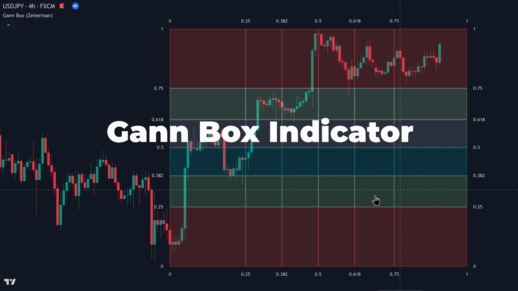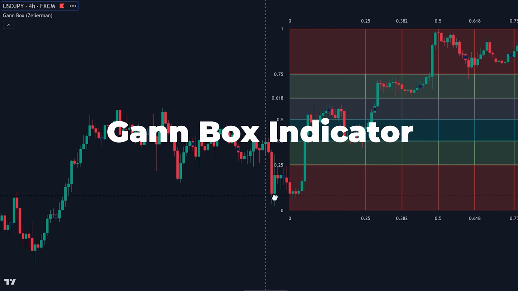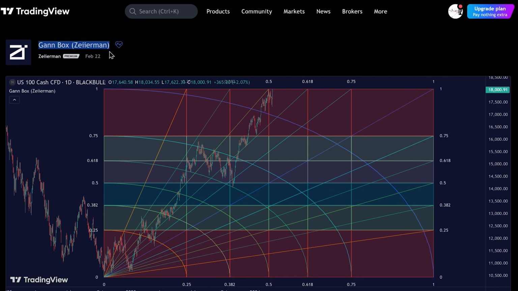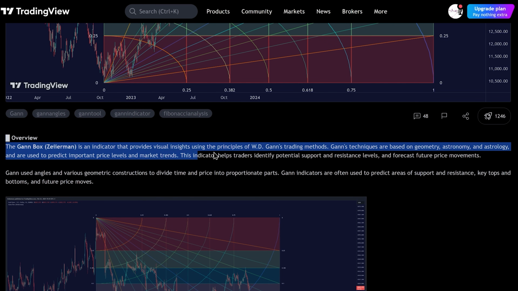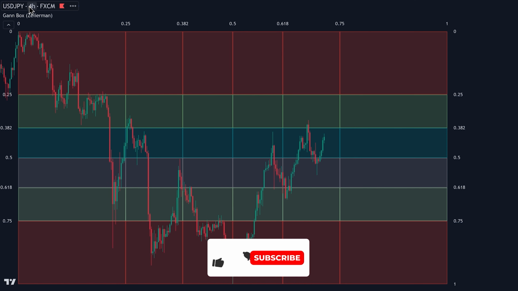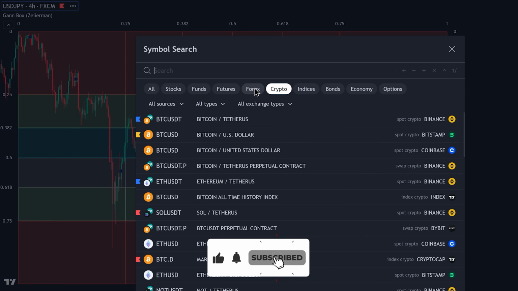Welcome, traders. Today we're diving into the Gann Box trading indicator. This essential indicator is designed to enhance your trading performance by providing visual insights using the principles of W.D. Gann's trading methods. Gann's techniques are based on geometry, astronomy, and astrology, and are used to predict important price levels and market trends. We'll explore each feature of the Gann Box indicator, show you how to set it up, and demonstrate how to use it in real trading scenarios.